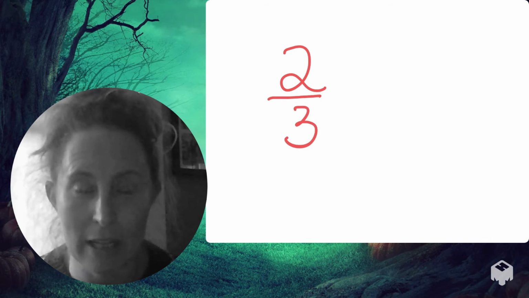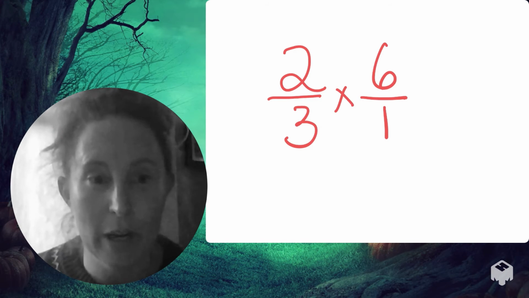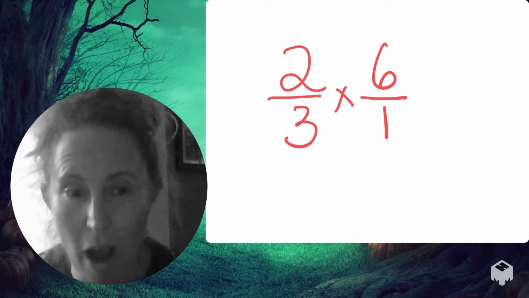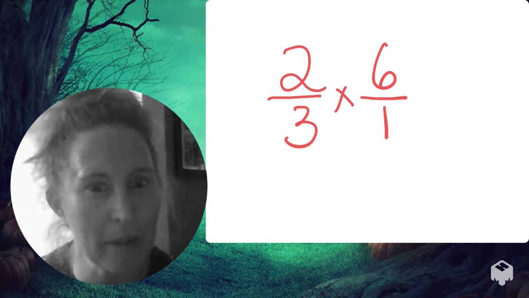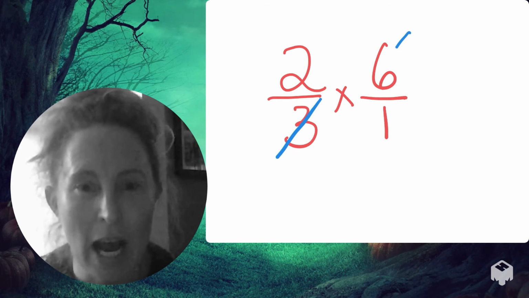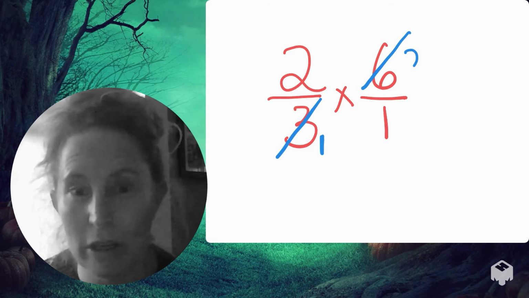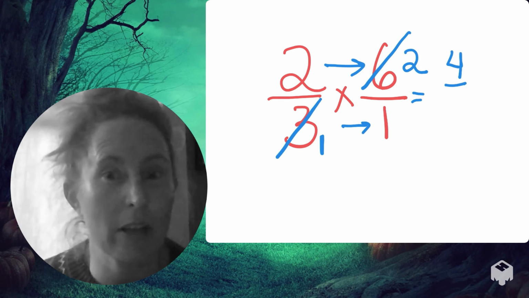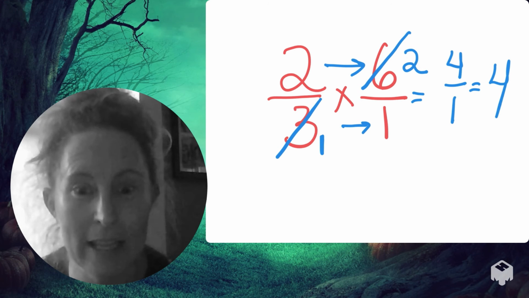And then last but not least is an even more fancy 6th grade version where we are going to simplify before we solve. So when I look at this setup, I've got 2/3 times 6 over 1. I look at the top and I look at the bottom and I see if I have any common factors. Can you see the common factor? It's 3. I divide the bottom by 3, and I can divide the top by 3. 3 divided by 3 is 1. 6 divided by 3 is 2. And now I can just multiply across to get my fraction answer already simplified. 4 wholes. And that's how it goes.